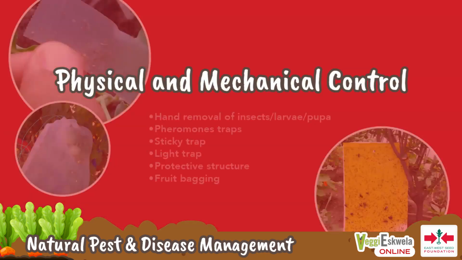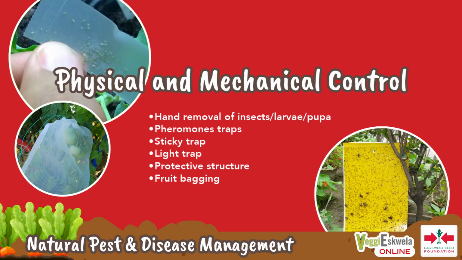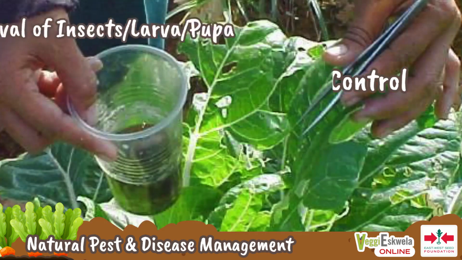Physical and mechanical controls use tools to directly remove or kill pests, or physically keep insect pests from reaching their host by means of a barrier or trap. Some methods alter the physical environment to make it unfavorable to pests. Physical and mechanical controls have relatively little impact on natural enemies and are compatible with biological control.